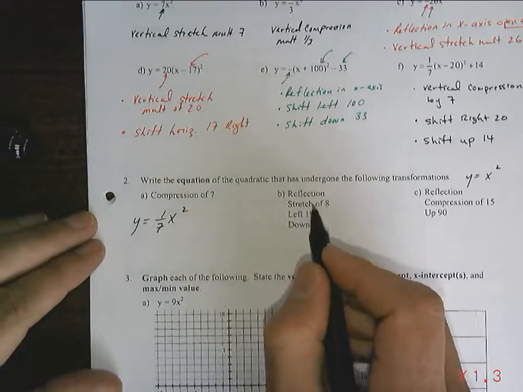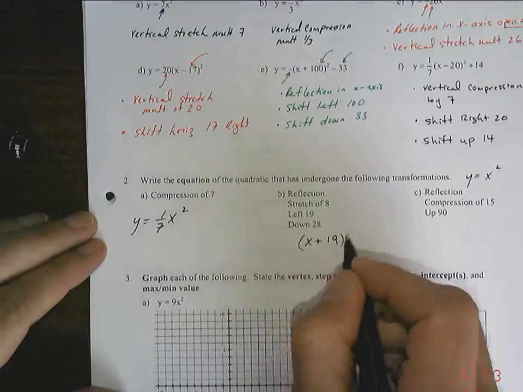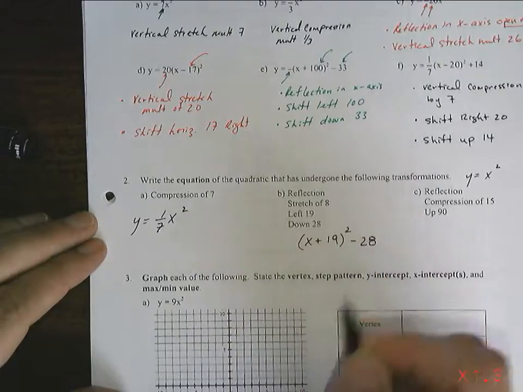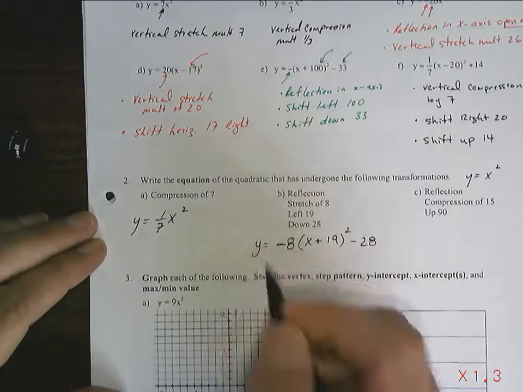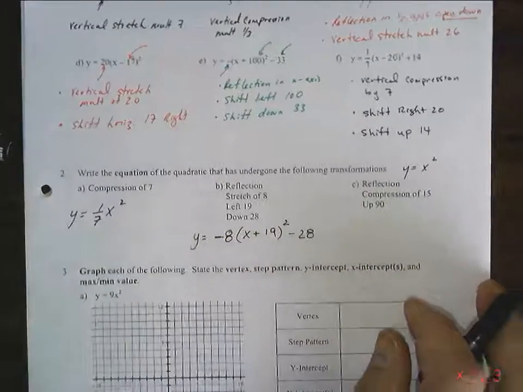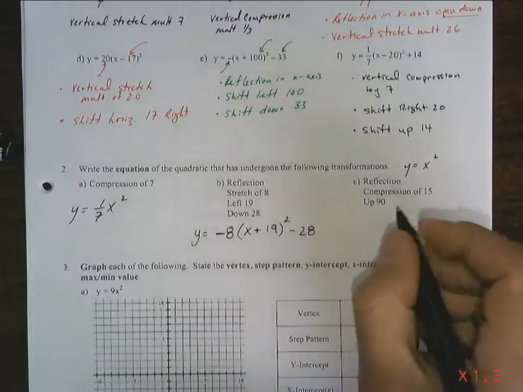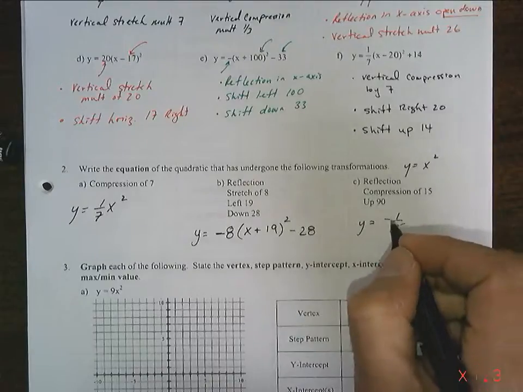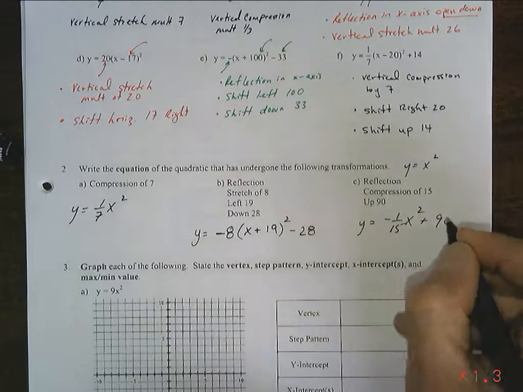Interesting. I'm going to start with a shift. I'm going to start with the shift left, so it's x plus 19. So that's a shift to the left 19. I'm going to put in my shift down 28. I'm going to put in my stretch, and I'm going to put in the reflection. And notice I did it starting from here. It's just easier that way. So I need a reflection, a compression, and up. So I'm going to start off with my reflection and my compression. That is my reflection, my compression to x squared, and up 90.